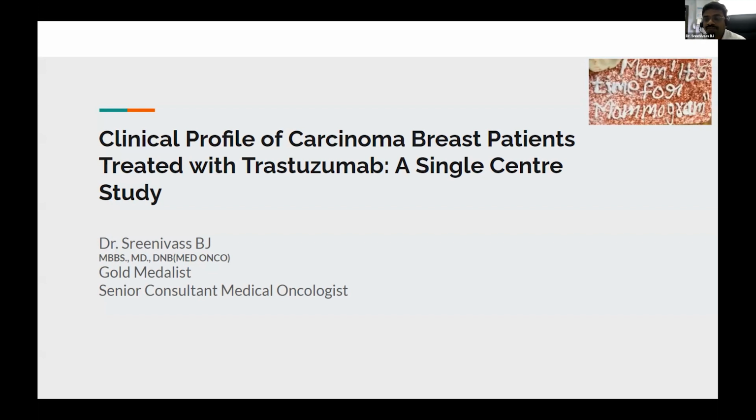So we made an effort to see the response rates at our center, and we wanted to compare the different biosimilars with the original, looking at response rates and survival rates. That is what we have done in this paper.